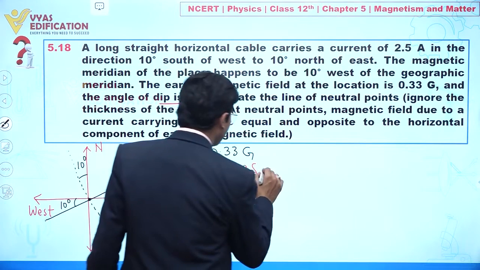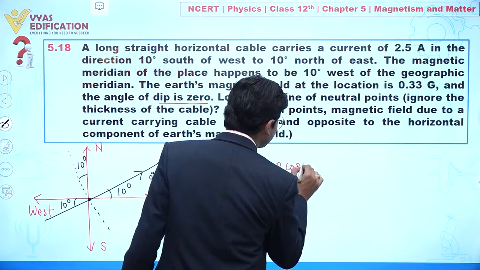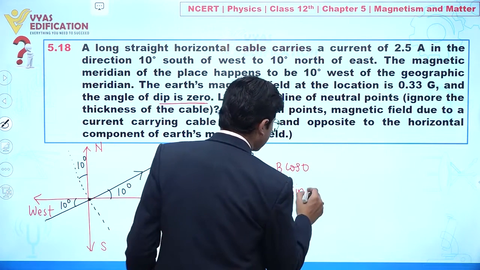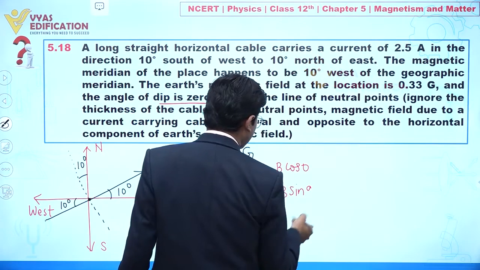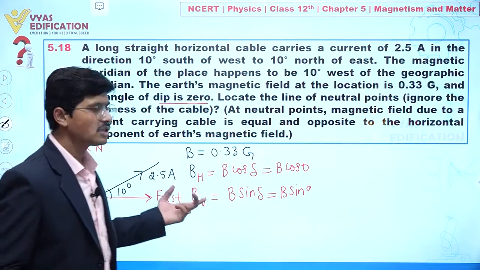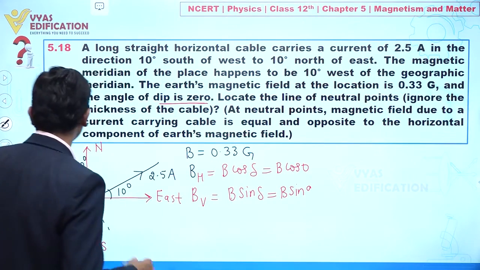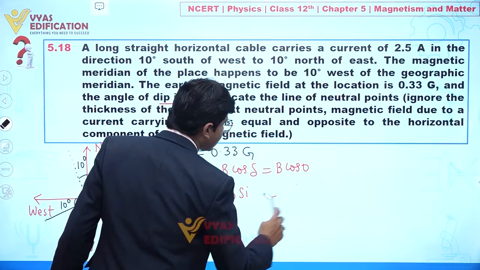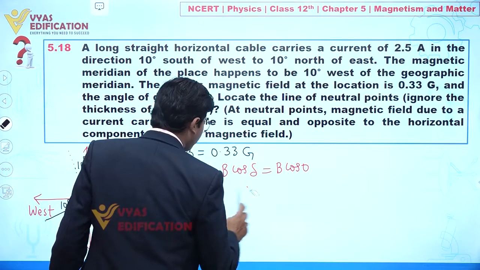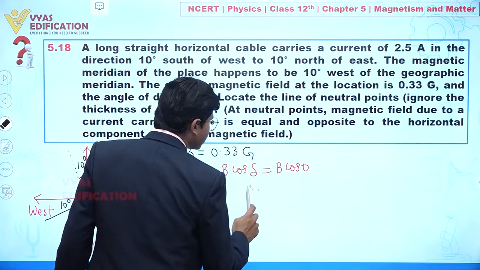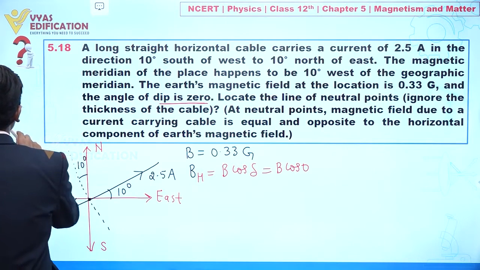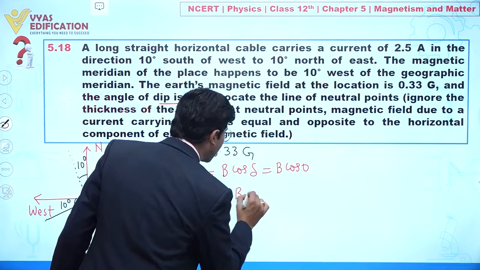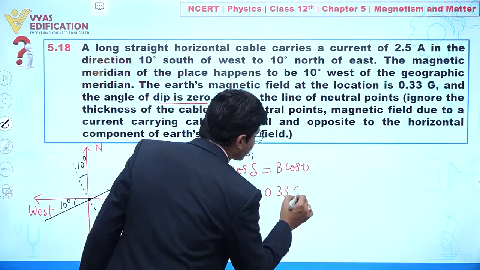It is also given in the question, angle of dip is 0. Clear? So from here we can write B cos 0, and the vertical component is B sin 0. The vertical component of the magnetic field is not required, we are just finding the horizontal component. So the horizontal component we are getting is equal to B. Clear? So directly we can say BH is equal to B, and this is equal to 0.33 gauss.